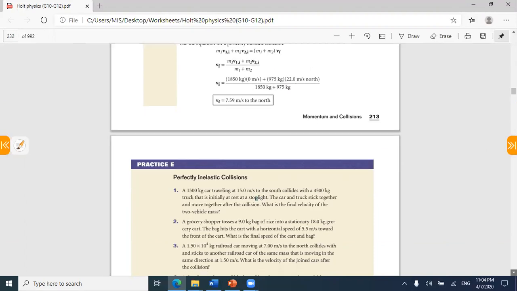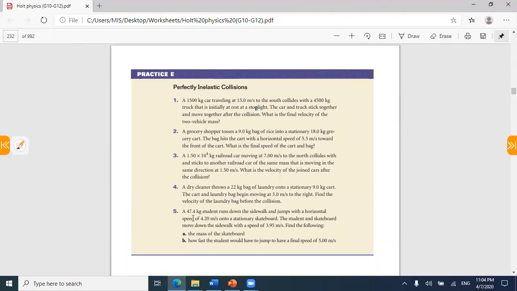As I told you, I will go directly to question number 5. A 47.4 kilogram student runs down a sidewalk and jumps with a horizontal speed of 4.2 meters per second into a stationary skateboard. So this is going to be M1, and since the student jumps down, I have to consider this V1 initial to be negative 4.2 meters per second. The skateboard is stationary, so the V2 initial is 0. The student and the skateboard move down the sidewalk with a speed of 3.95 meters per second.